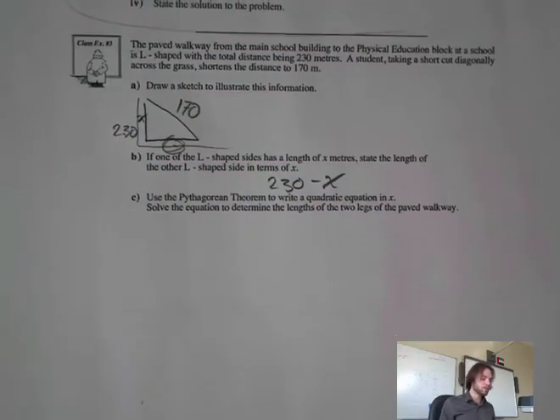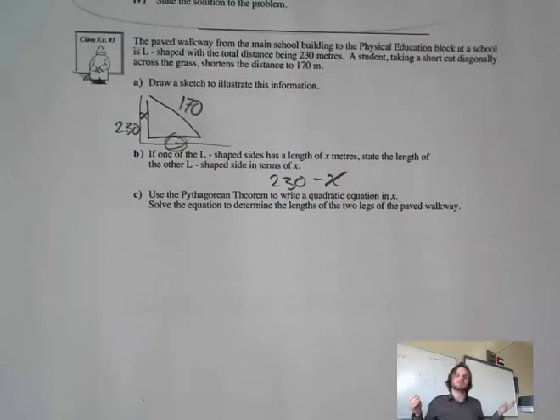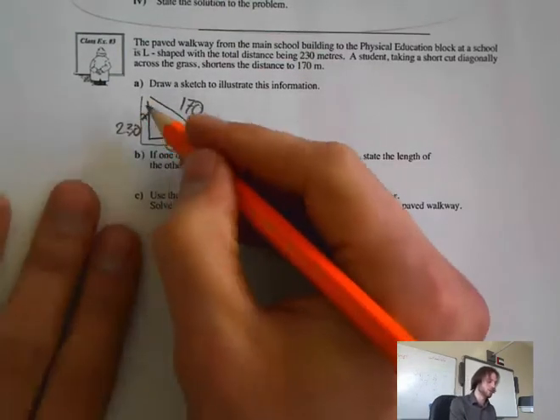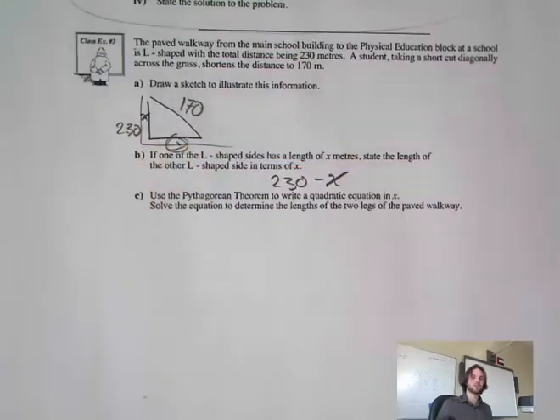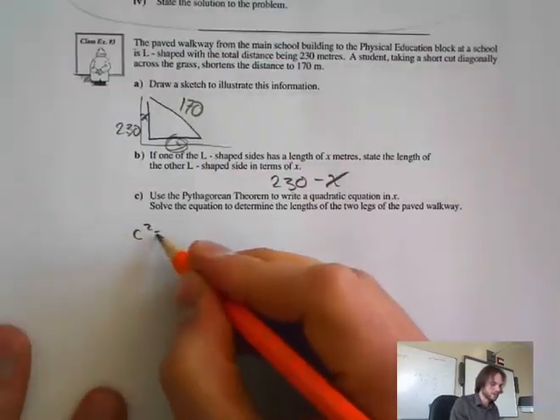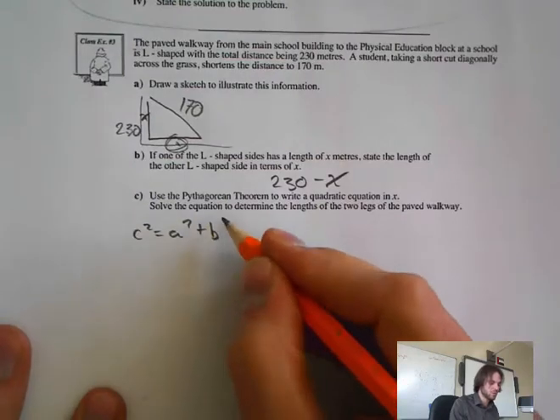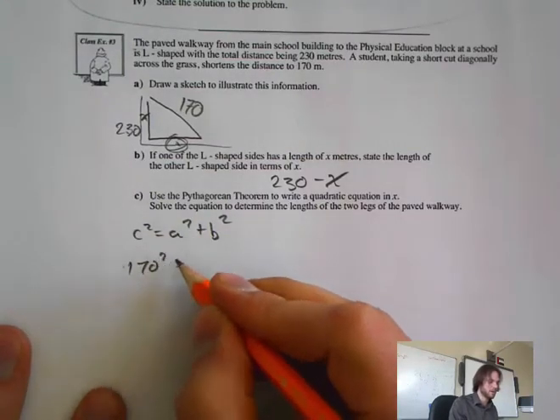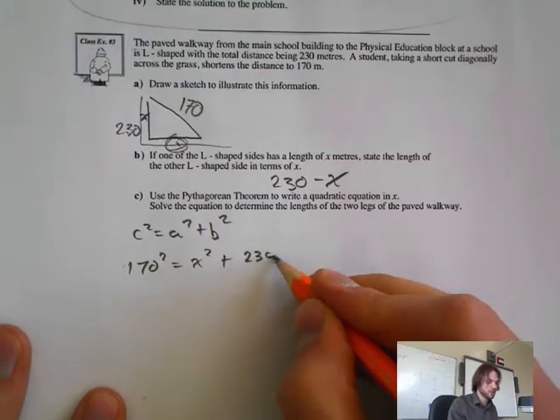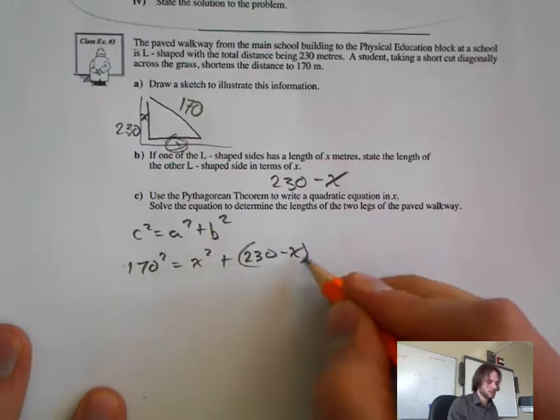Now it says use the Pythagorean theorem to write an equation for x. So the Pythagorean theorem, that's brilliant. Because this is equal to this squared plus that squared. And now we have a representation for that squared and that squared, with one variable, that's it. So let's take a look at that. c squared is equal to a squared plus b squared. So 170 squared is equal to x squared plus (230 subtract x) squared.